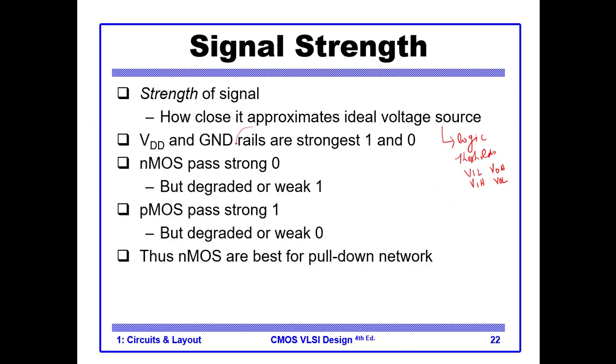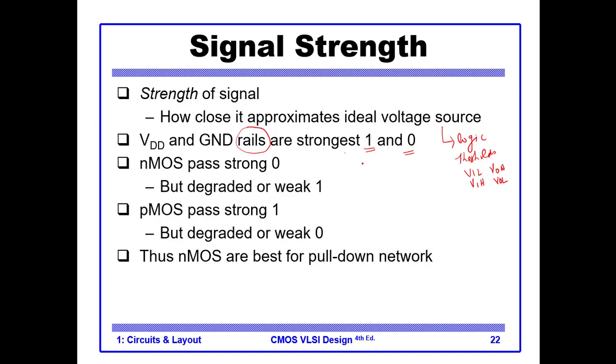VDD and ground are called rails. They are the strongest ones, the strongest 1s and the strongest 0s. Other signals in your circuit may be weak. I mean, the 1 may not be represented with 5 volts. It may be represented with 3.8 volts, so that is a weak one. But VCC or VDD and ground are the strongest in terms of the voltage rails that they give.